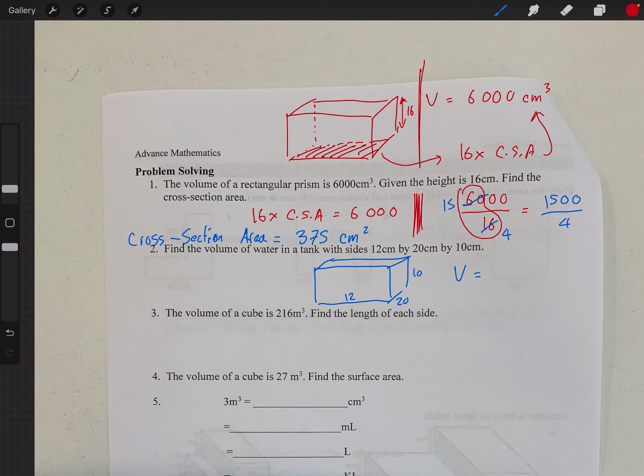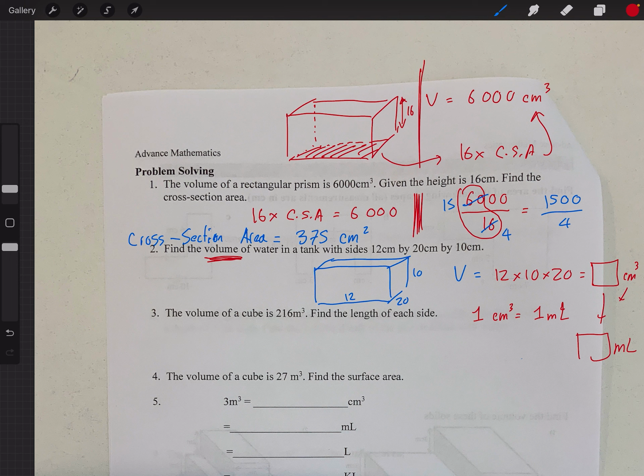Next one says find the volume of a... hold on. Now, question 2. When it talks about volume, when you multiply 12 times 10 times 20, you're going to get a number which is in centimeters cubed, right? Then what you have to do is convert it to milliliters. Just remember that 1 centimeter cube is equal to 1 milliliter. So whatever number you get as centimeters cube, it will be the same number in milliliters.